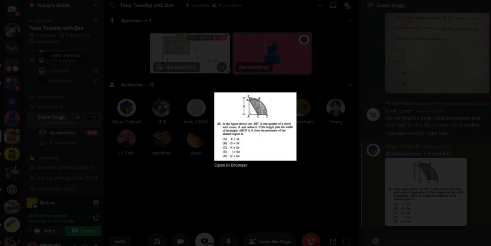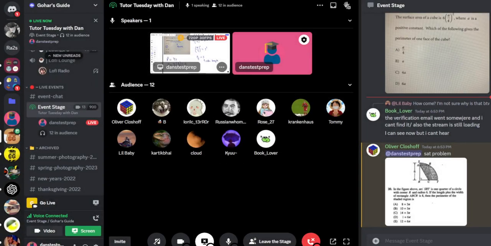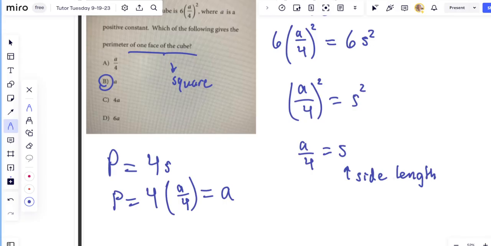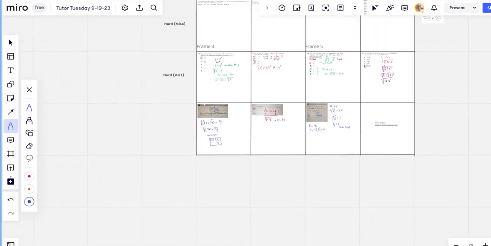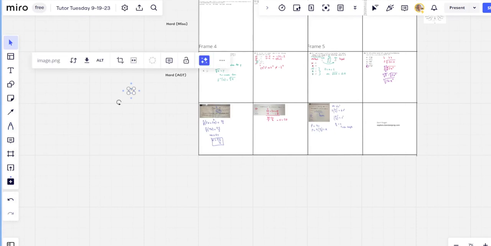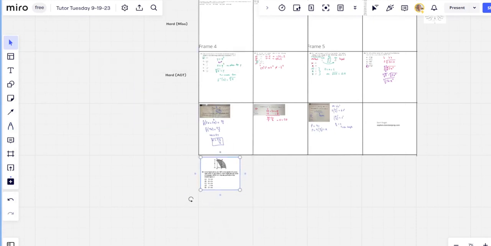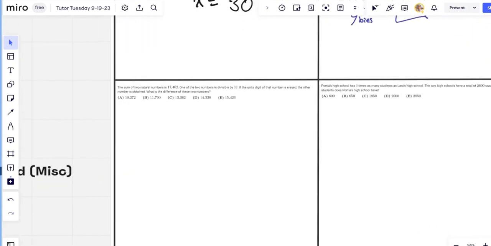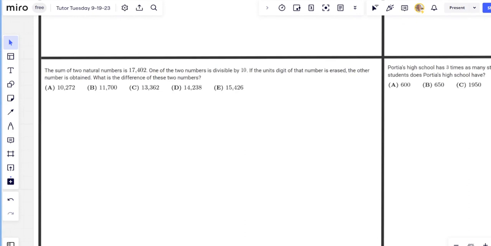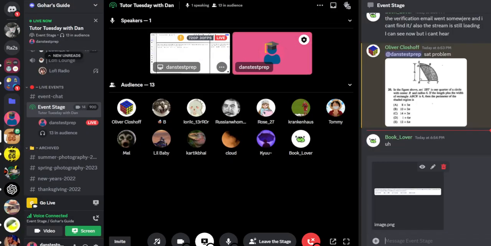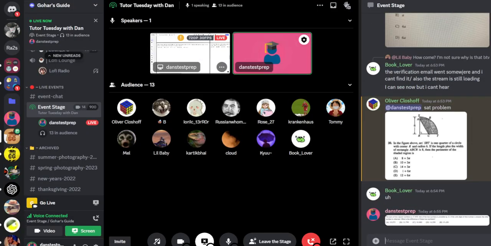SAT problem, nice. It's kind of small though. Okay. If we have some time at the end, I'm going to do some more SAT problems like this one. But for now, we have some AMC problems, which I'm sure some of you are excited for. Some of these are really challenging, actually. This one took me a while.